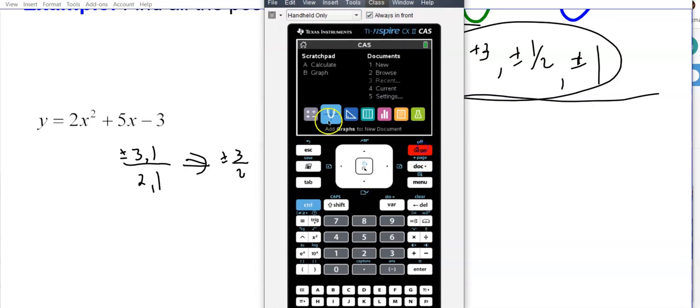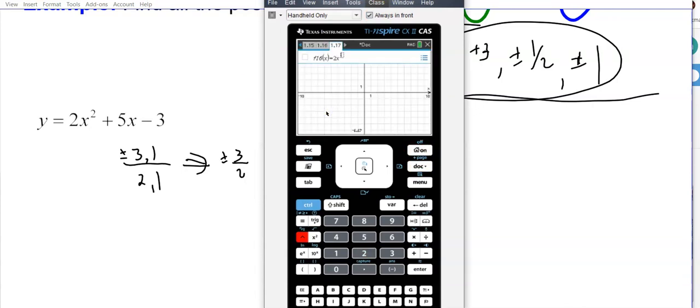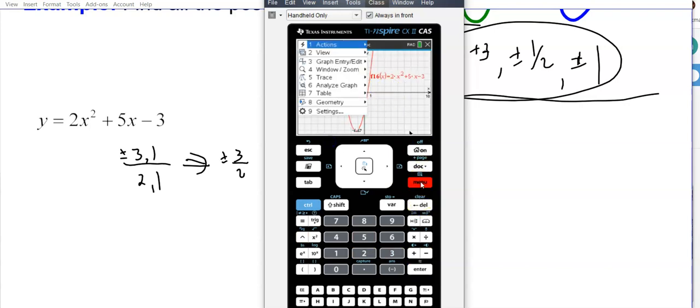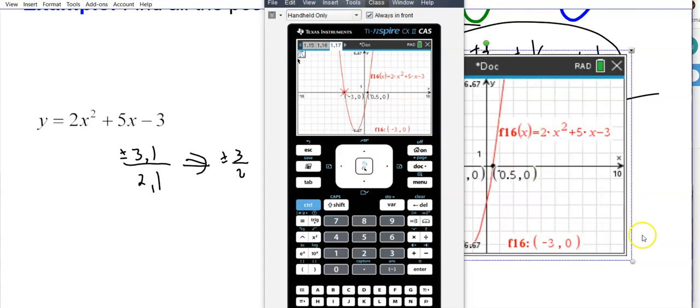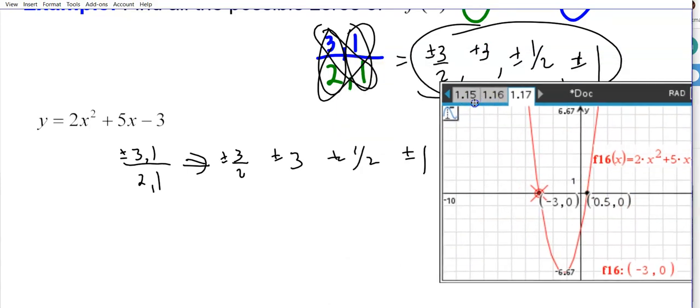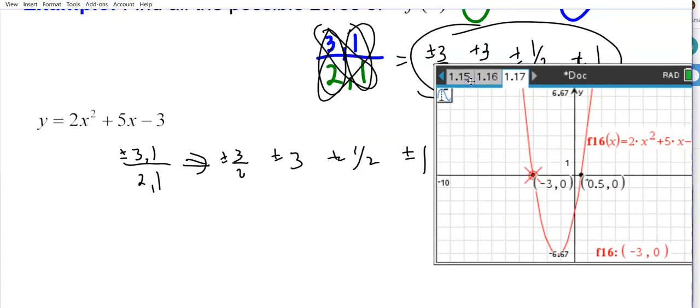So if I graph 2x squared plus 5x minus 3. Ooh, this one does have solutions. So let's see. Menu 5.1. Looks like 1 at 1/2. That's one of our possibles. And 1 at -3. So there are 2 solutions here. And it shouldn't come as a surprise that one of those solutions is -3.